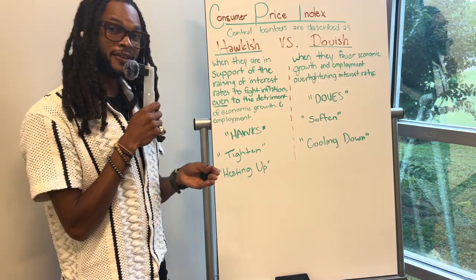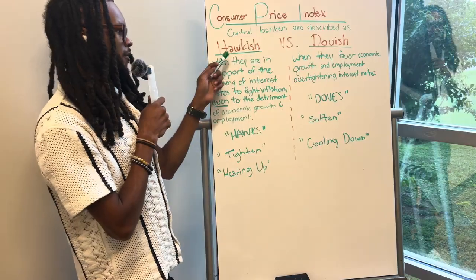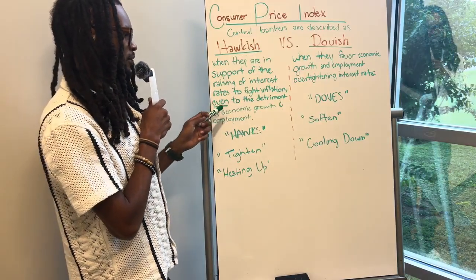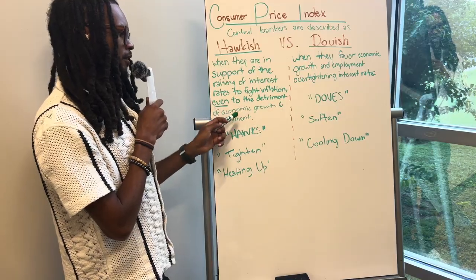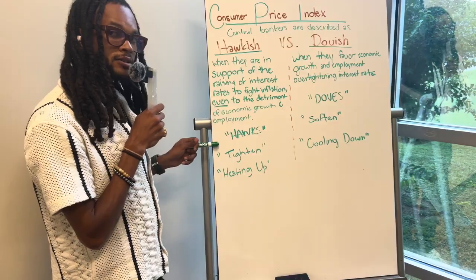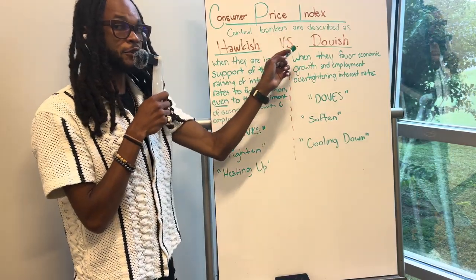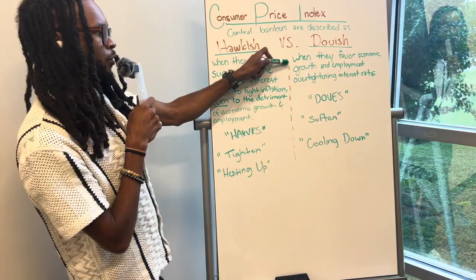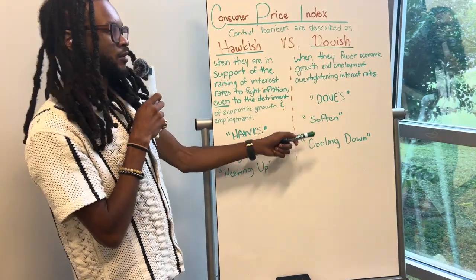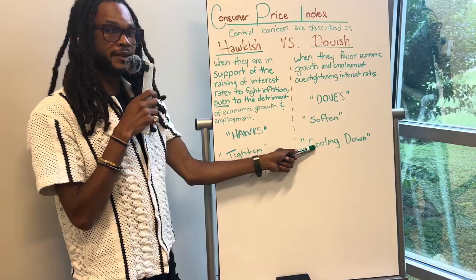Let's break down hawkish and dovish briefly. Central bankers are described as hawkish when they are in support of raising interest rates to fight inflation, even to the detriment of economic growth and employment. Words to look out for: hawks, tighten, or heating up. Central bankers are described as dovish when they favor economic growth and employment over tightening interest rates. Terms to look for are doves, soften, or cooling down.